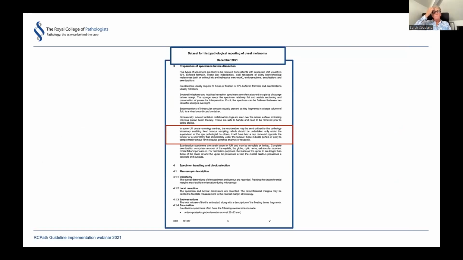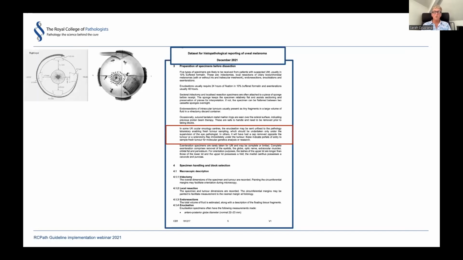So moving to the type of samples that are received in an eye pathology laboratory. We've expanded this slightly in the 2021 data set to indicate that we not only receive fixed eyes, but we also receive fresh enucleated eyes. And the advantage of the fresh enucleated eyes is obviously that you can do tumor sampling, and this may be for genetic reasons or also for biobanking.